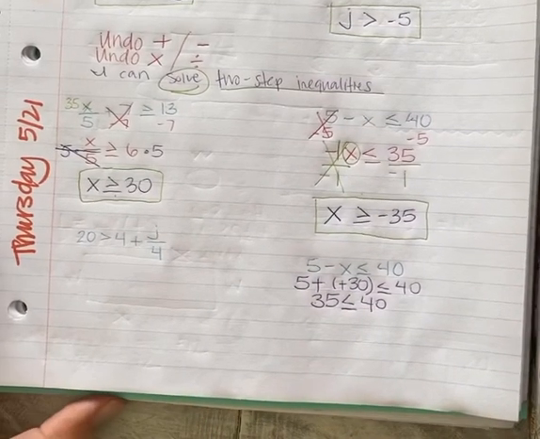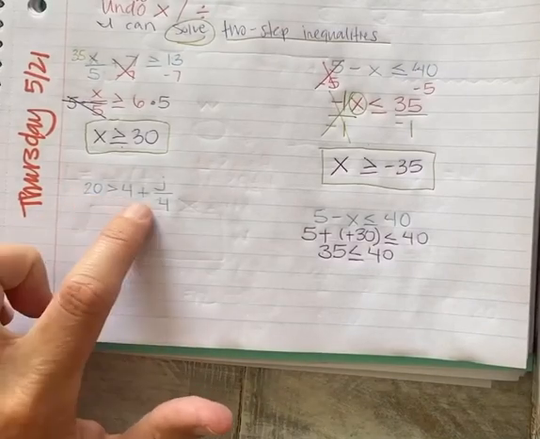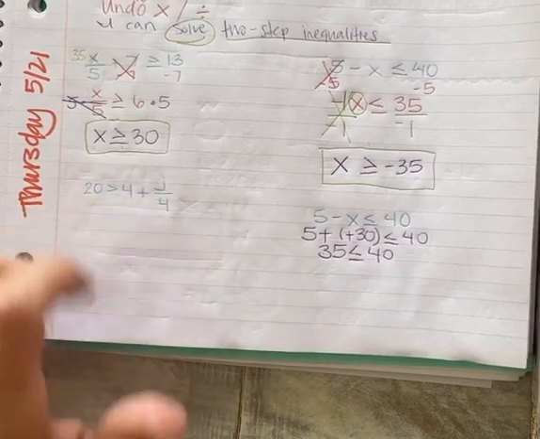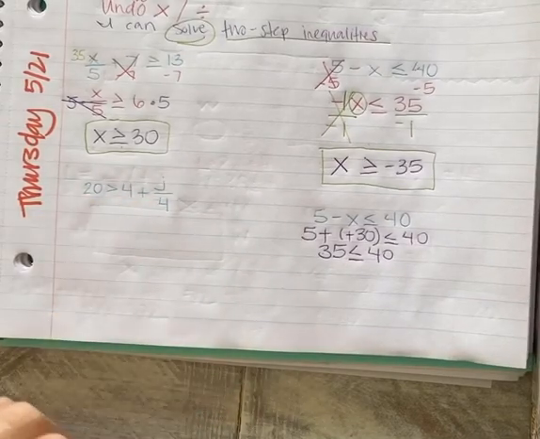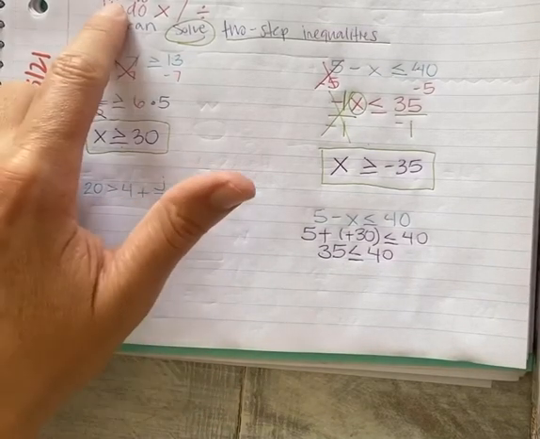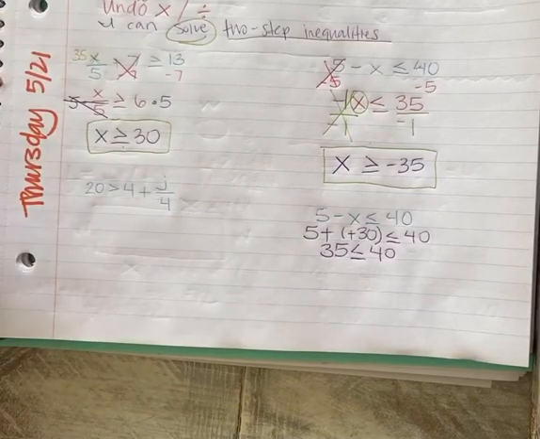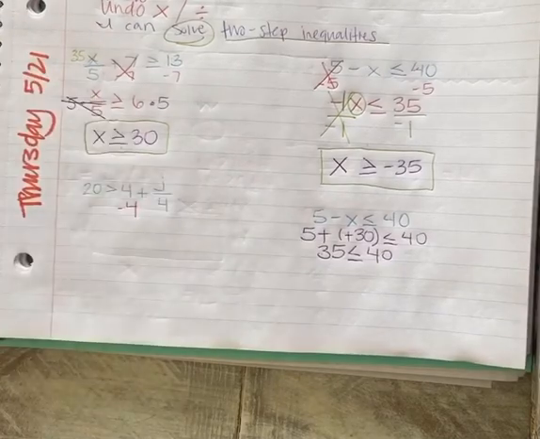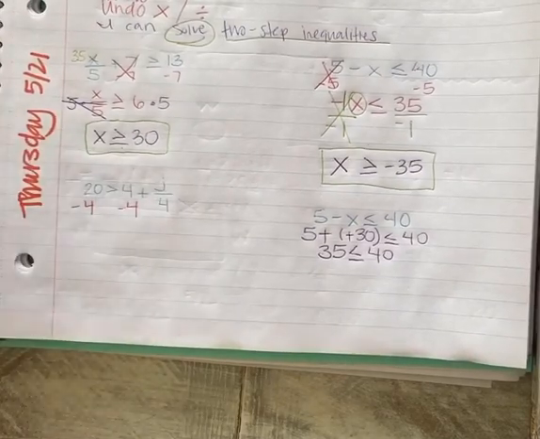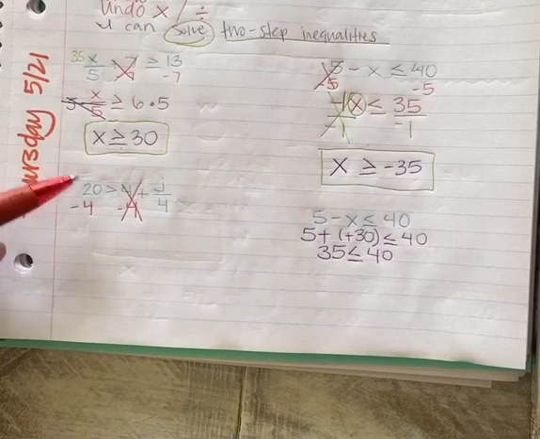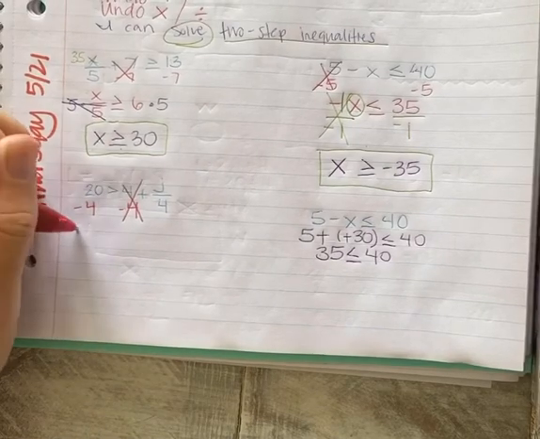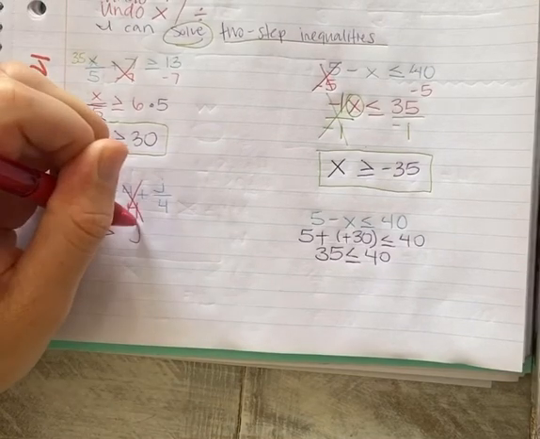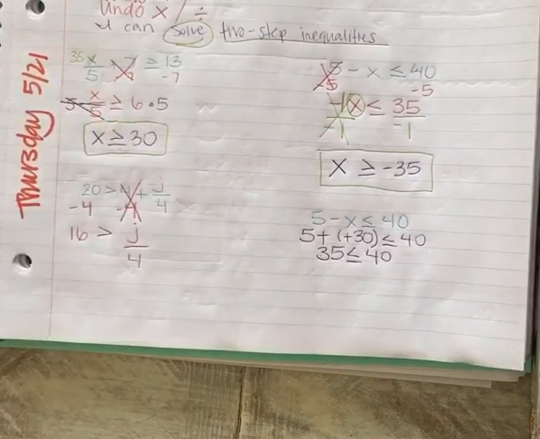One more for practice. Notice that we have one number on the left side and then a couple numbers on the right side. It doesn't matter. That doesn't change the way we solve things. Okay, so remember we undo the addition and subtraction first. So here we're adding this 4, so I need to subtract 4 from both sides. That takes care of this 4. 20 minus 4 is 16. So this reads 16 is greater than j over 4.